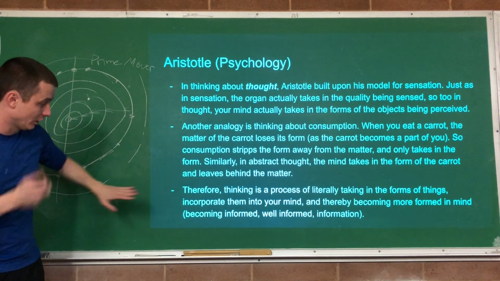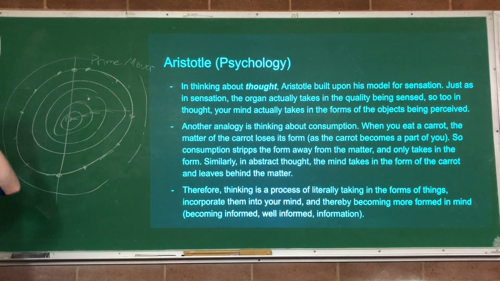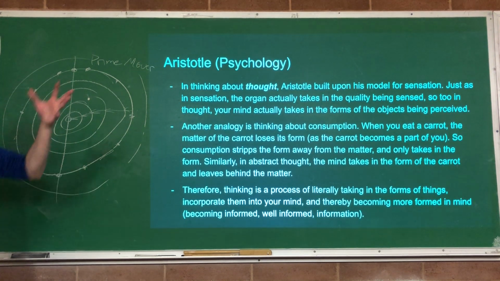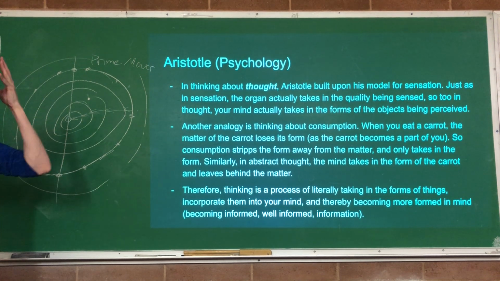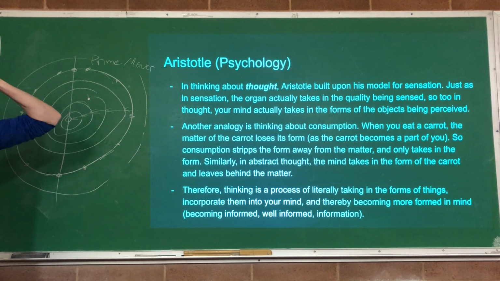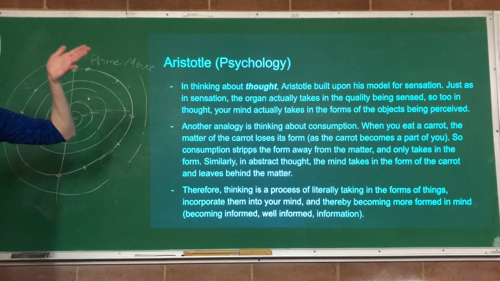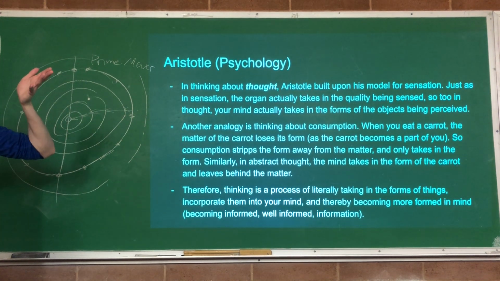Anyways, so that's how we view thought. Therefore, thinking is a process of literally taking in the forms of things. My passive mind actually takes in the form of things and incorporates them into your mind, thereby becoming more formed in mind. That's what you do when you take in the forms. Your mind becomes more formed as you keep adding these forms to your internal state of all the forms that you've ever taken in. Your whole systematic body of knowledge is just a bunch of forms. Right? That's the same thing Plato said from the beginning. What can we know? We can know forms. That's all we can know.